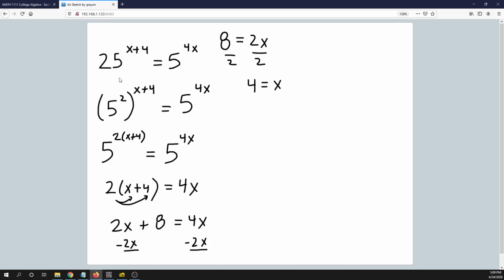Okay. So again, this was not exactly like the first example where the bases were exactly the same, but because 25 was easy to write as a power of 5, just 5 squared, I was able to do that and make this into an equation where the bases were the same.